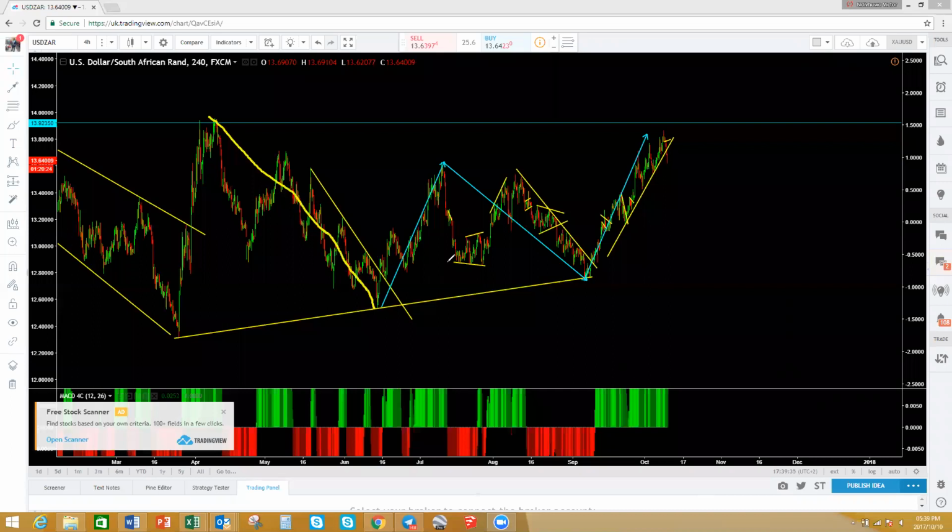That three-wave structure, we can count it as one as well, giving us a 1, 2. What should happen after that? 3. This will now be equal to that, and then you've got your 1, 2, 3 wave correction. We don't know if it's going to come and take this low here and then go up.